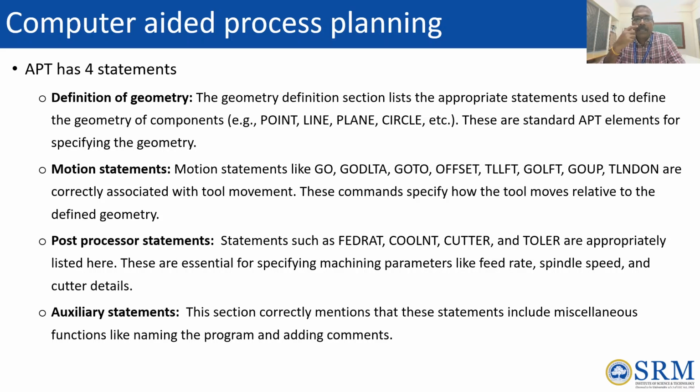Then the auxiliary statement. These statements include miscellaneous command functions, or we can name the program, or add some kind of understanding, like the program should give some detailed information. So someone reading the program should know what this command does. Maybe they give a statement which is not necessarily processed in the machine control unit, but as a programmer we can give some input for our understanding. But it won't be processed. Maybe like, okay, these codes are for this turning operation, or these codes are for thread cutting operation. That kind of auxiliary commands we can also give. So all of those things can be done through these APT statements.